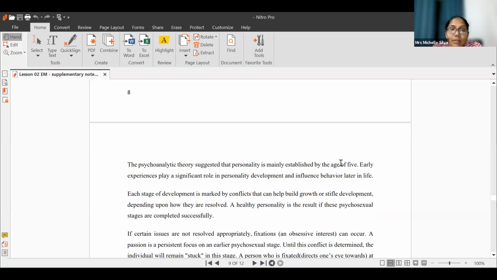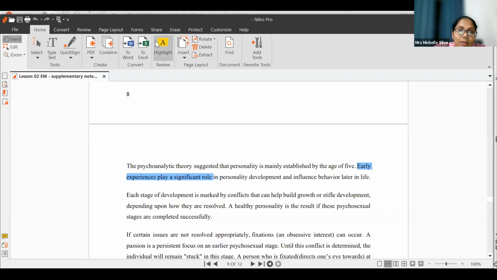So early experiences play a significant role. Early experience means before 5 years. That means the oral stage and the anal stage are very critical. Please underline this. Early experience plays a significant role, meaning the anal and oral stages are very important. That is why it's telling.